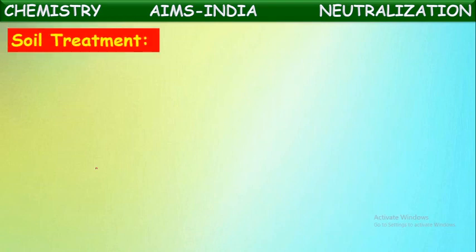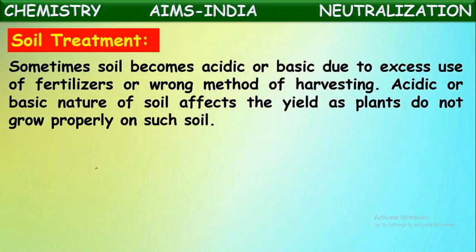Next one, soil treatment. Yes, in soil treatment also we use neutralization reactions. Sometimes soil becomes acidic or basic due to the excessive use of fertilizers and even the wrong method of harvesting. This acidic or basic nature of soil affects the yield, as plants do not grow properly on such soil.